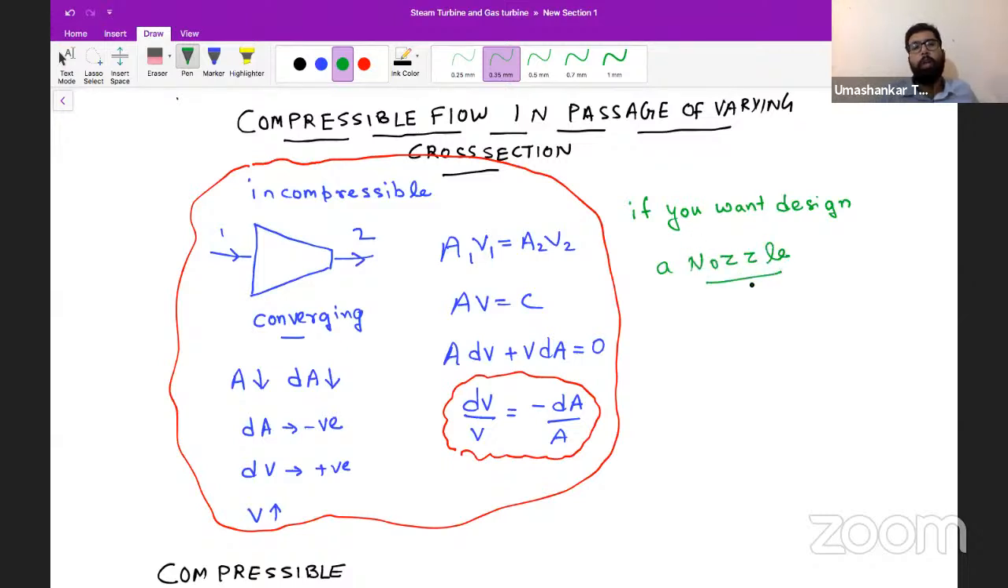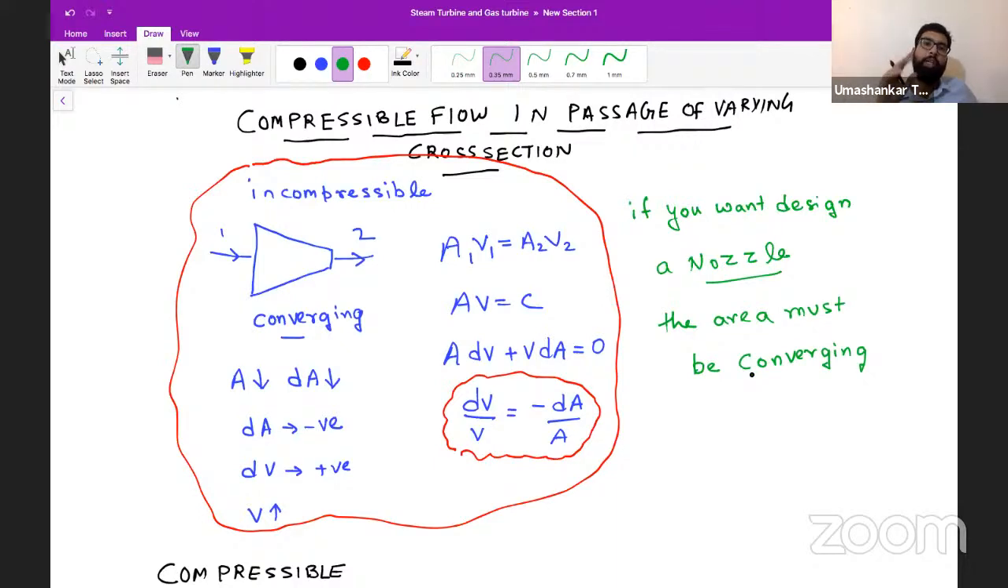Okay, and nozzle is what? In which velocity increases, pressure decreases. So if you want to design a nozzle, what kind of passage must you make? You must make the passage in which the area is converging. If not, it will act as a diffuser.